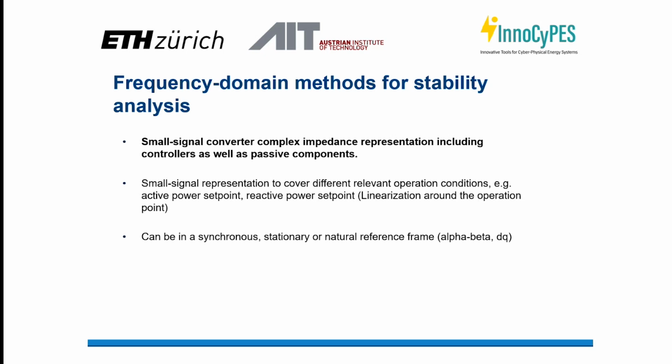And here, something interesting is that we can use these frequency domain methods for stability in whatever reference frame you want: it could be ABC, alpha-beta, or DQ. It's usually used in DQ because it helps a bit with the math, but it could be used in whatever you want.